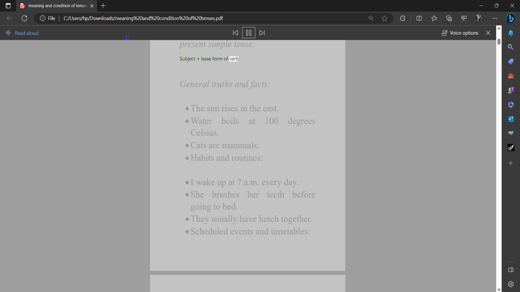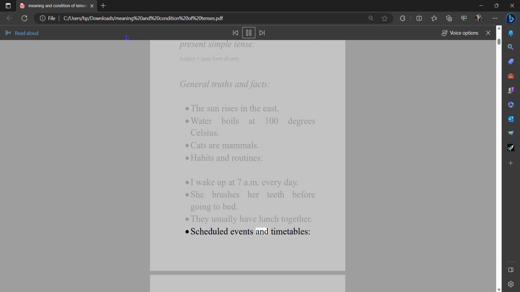General truths and facts. The sun rises in the east. Water boils at 100 degrees Celsius. Cats are mammals. Habits and routines. I wake up at 7 a.m. every day. She brushes her teeth before going to bed. They usually have lunch together.